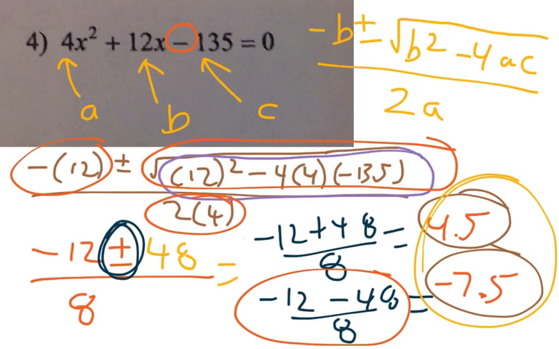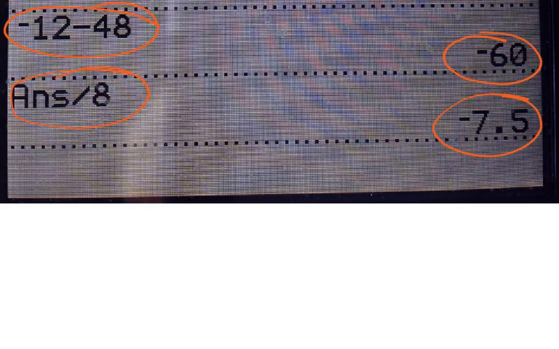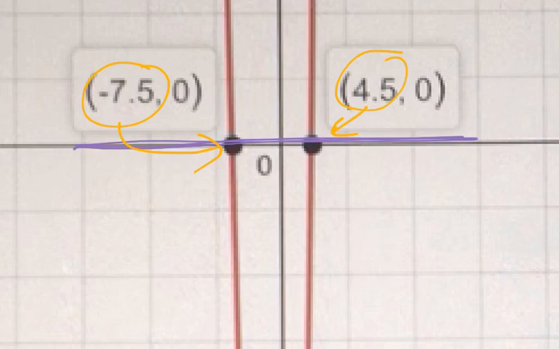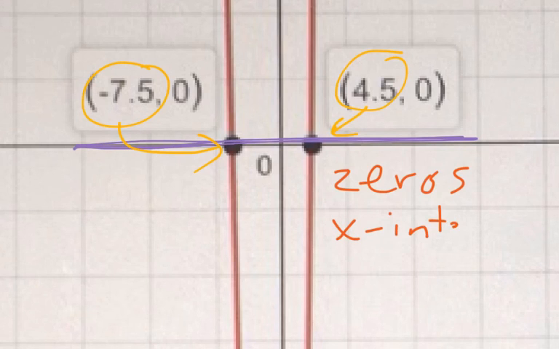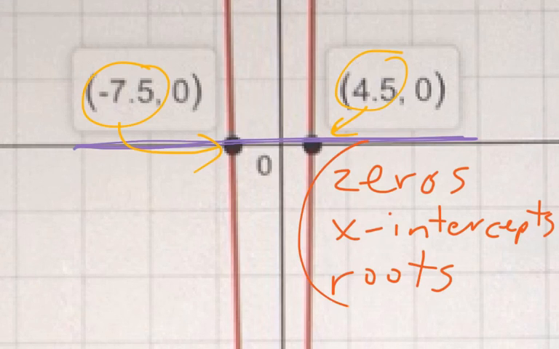4.5 and negative 7.5. So you see, guys, what the quadratic formula does is it helps us find what we call our zeros, or we also call those the x-intercepts, or also called the roots. And these three words go together, guys. They all mean the same thing.